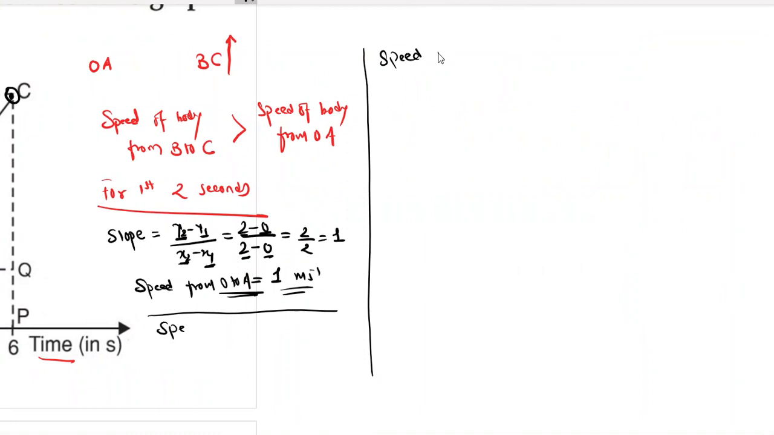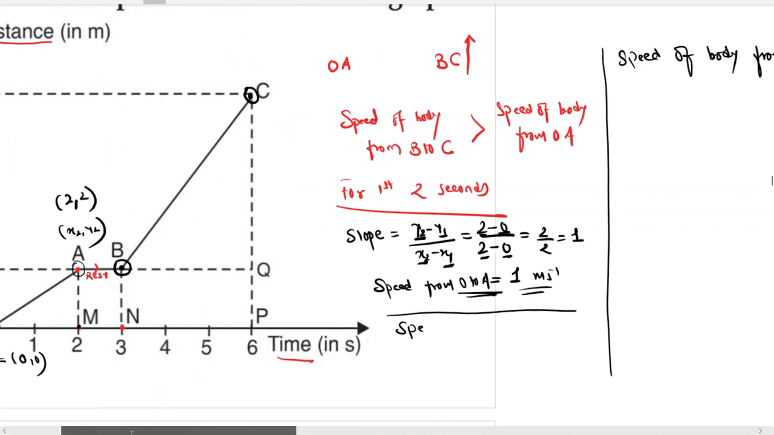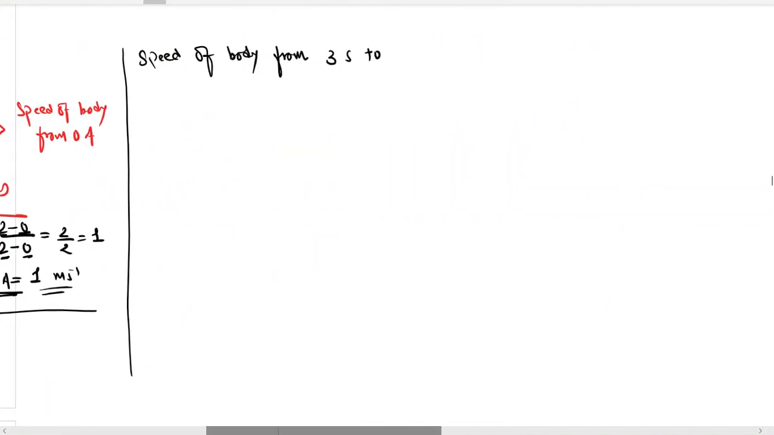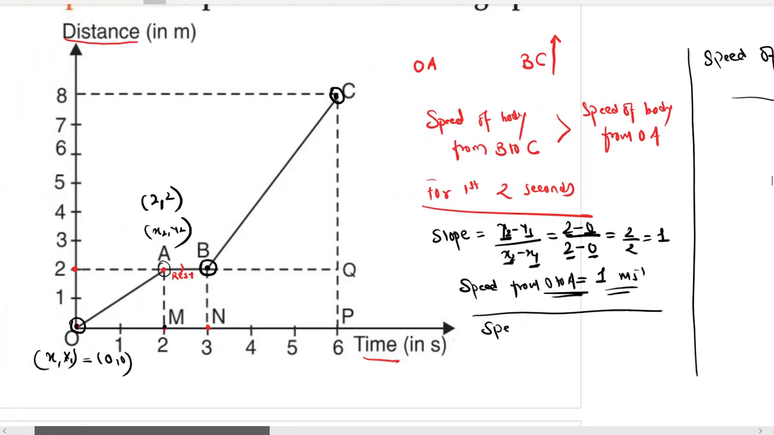Speed of the body from 3 seconds to 6 seconds, or from B to C. So what is the speed of the body from B to C?